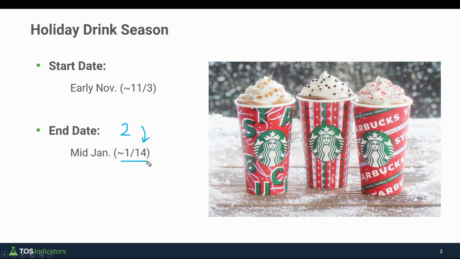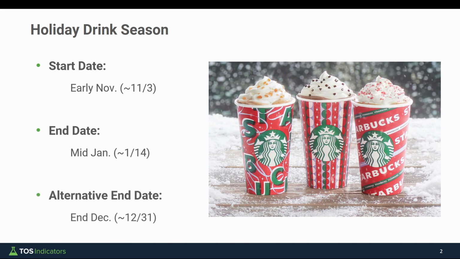From the research I found online, it was typically 2 weeks into January of the next year, so I've rounded that off to January 14th, and in our backtester we'll round that out to the end of the month of January. But there's a few tests we'll also run. Another end date that I think most people have, just cognitively, is the end of December, the end of this year, as the period when the holiday drinks start to slowly go away. So I have an alternate date here of December 31st.